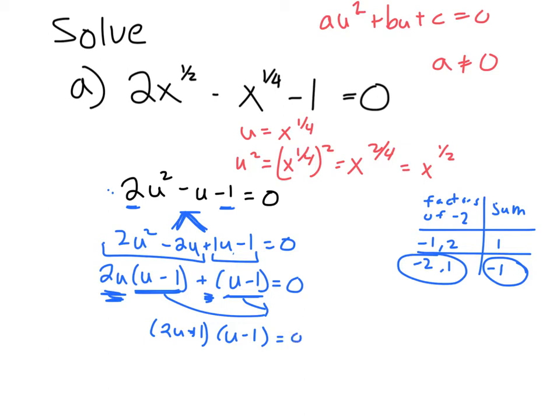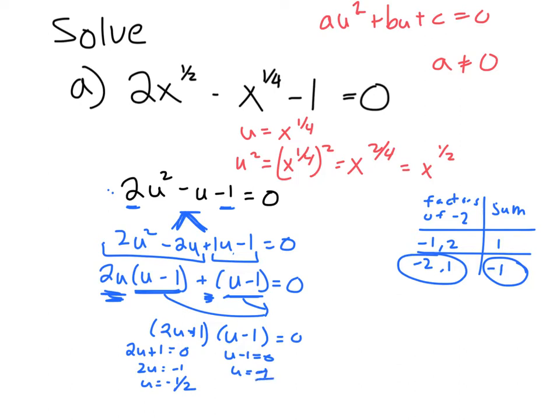So this equals 0. Now if either one of those terms, 2U plus 1 or U minus 1, were 0, the whole thing would be 0. So let's solve those piece by piece. So I'll have 2U plus 1 equals 0, 2U equals -1, U equals -1/2. Okay, and then U minus 1 equals 0, U equals plus 1, right? I add 1 to both sides.